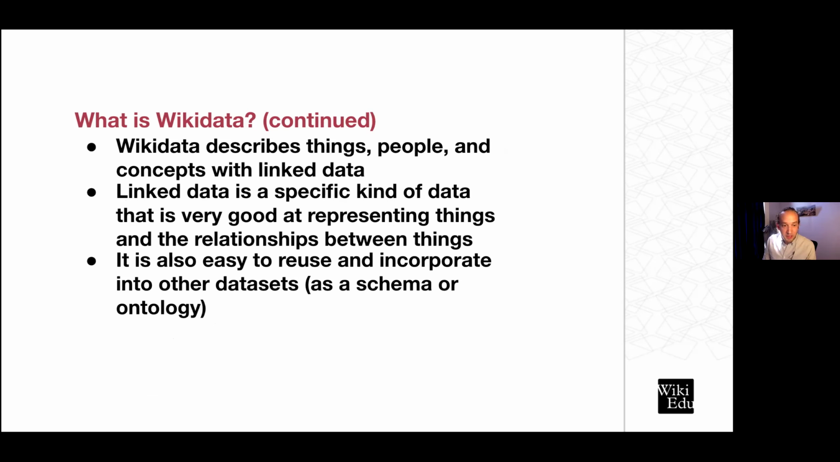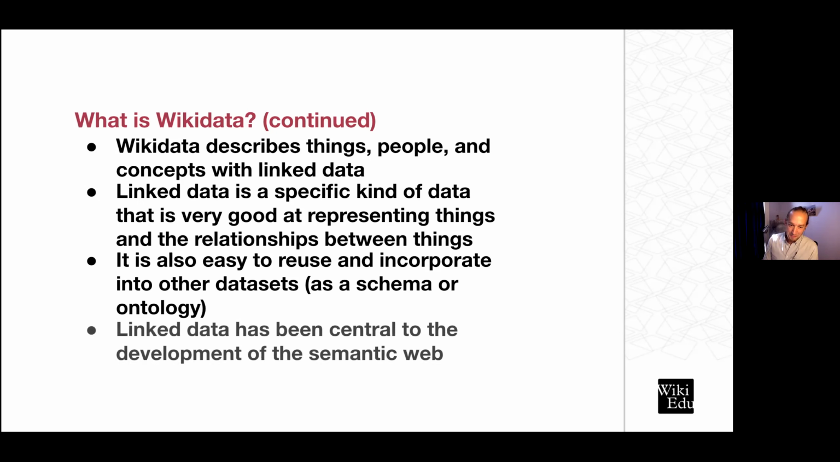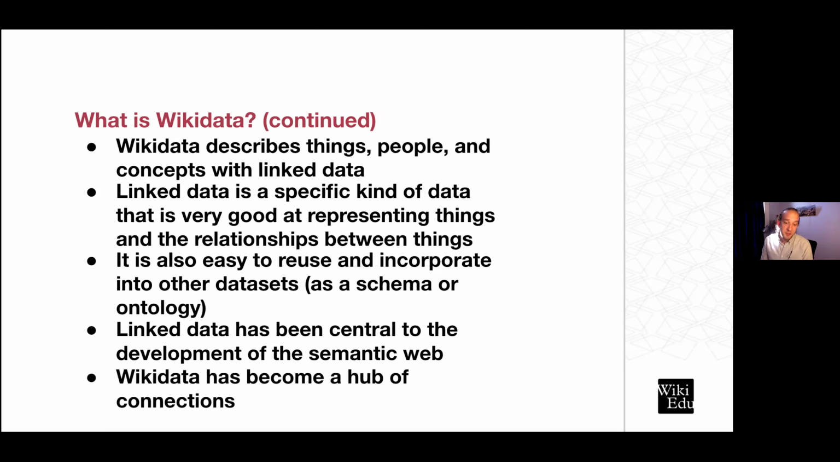Linked data also happens to be very easy to use, reuse, and incorporate into other data sets. Either as a schema, like a model for describing things like people, how you describe a person, or a whole ontology, so how all of these pieces fit together in the data set world. And linked data has become central to the development of the semantic web. So Wikidata is a very significant part of the semantic web today. It also has become a hub of connections. So a lot of institutions, museums, libraries across the globe all use Wikidata to connect to their collections or catalogs.